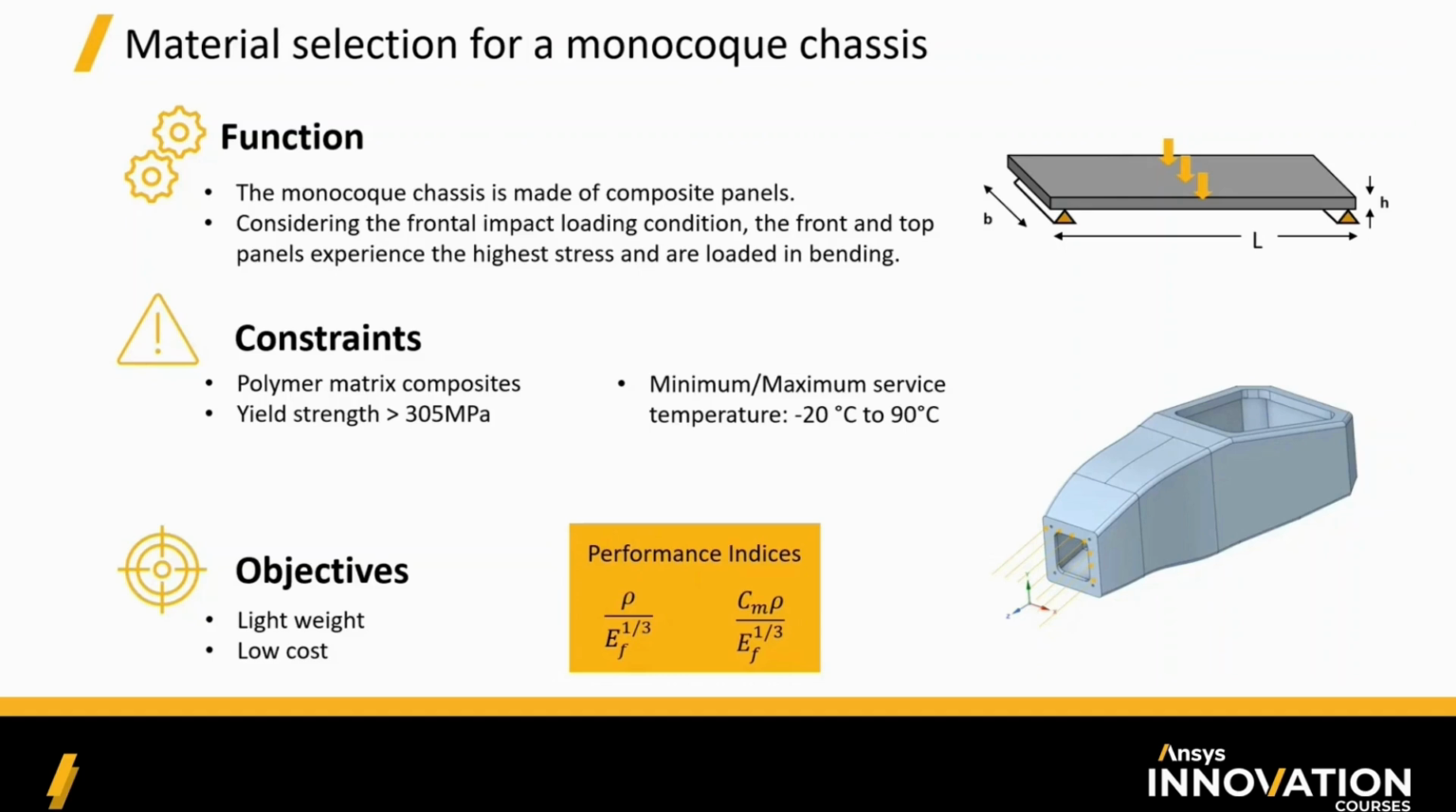And when we are looking into materials that have the highest cost-saving potential, we are going to be looking into the second material performance index, which is essentially the price of the material per kilogram times its density divided by its flexural modulus to the power of 1/3. And we're going to be using these two performance indices to compare these materials in terms of their performance for this application.